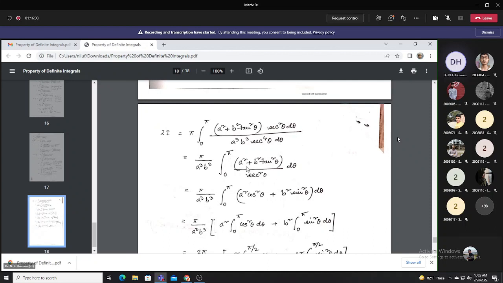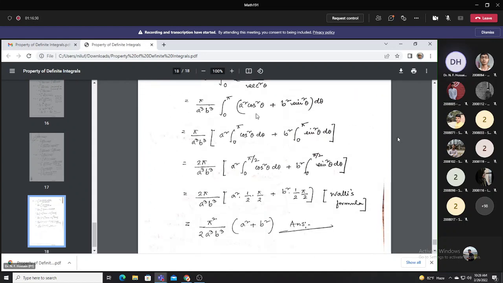Now safely you separate the two terms. A square by sec square theta means a square cos square theta, and b square tan square theta by sec square theta means b square sin square theta by cos square theta into cos square theta. So cos square cancels out: a square cos square theta plus b square sin square theta. Now you could use the trigonometric formula, separating the two integrals and taking a square and b square outside. But without using the trigonometric formula, you can directly use the property and then Wallis formula.